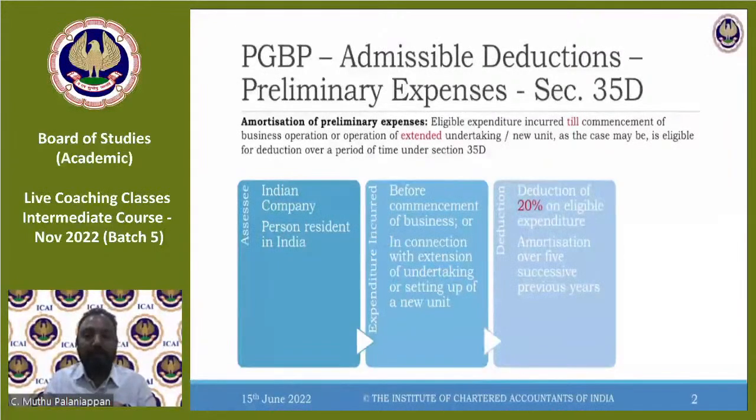That preliminary expenses, whatever we are calling, is eligible for deduction after the business commences. So the business or the unit or the undertaking commences. We have a provision which says the eligible expenditure incurred till commencement. So if it is commencing on 15th June, whatever has been incurred till 14th June, till its commencement, is eligible. It could be for commencement of business or operation of extended undertaking.